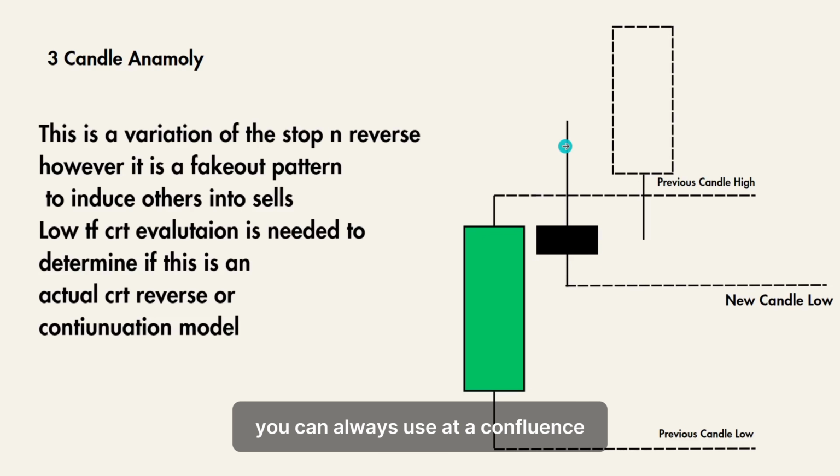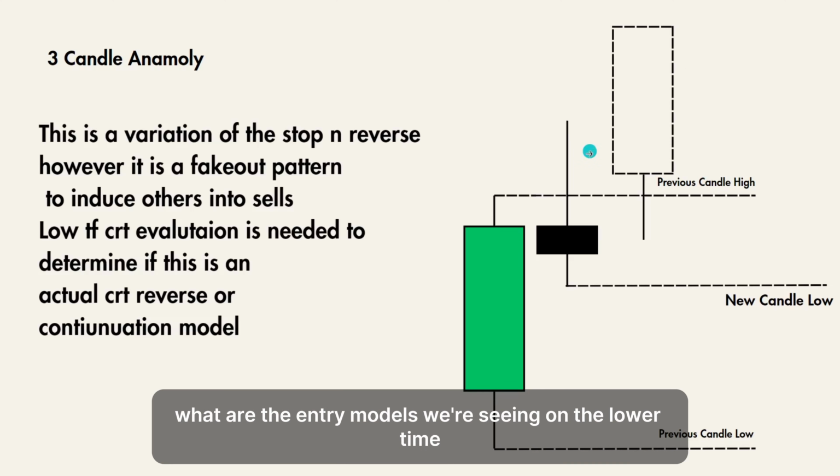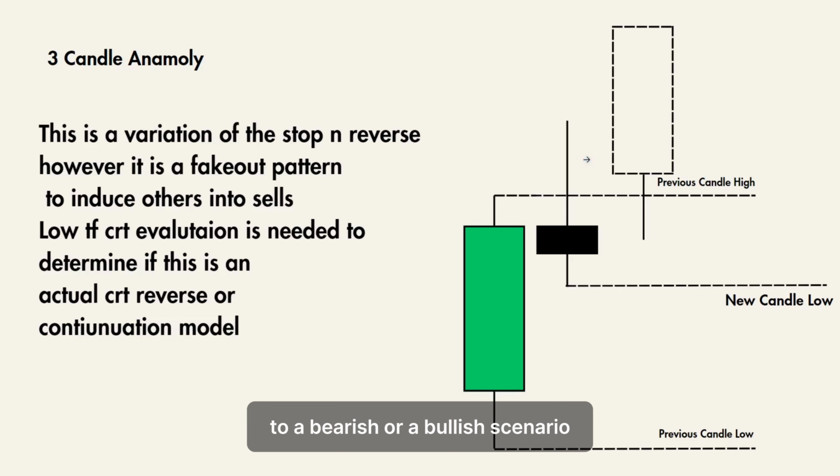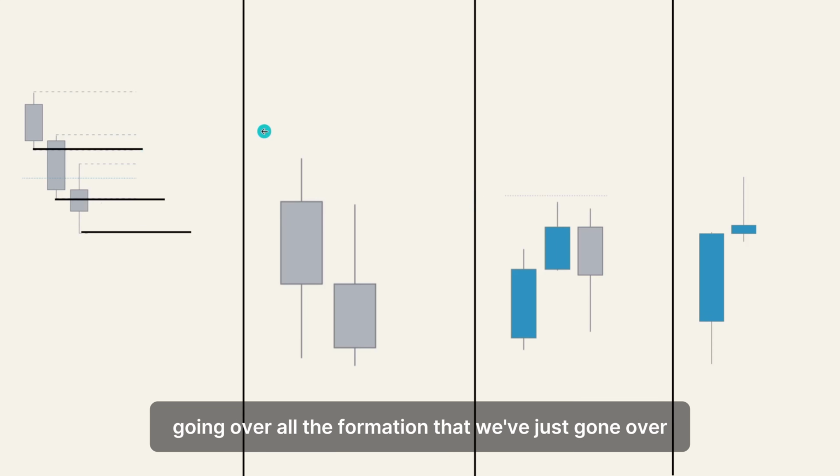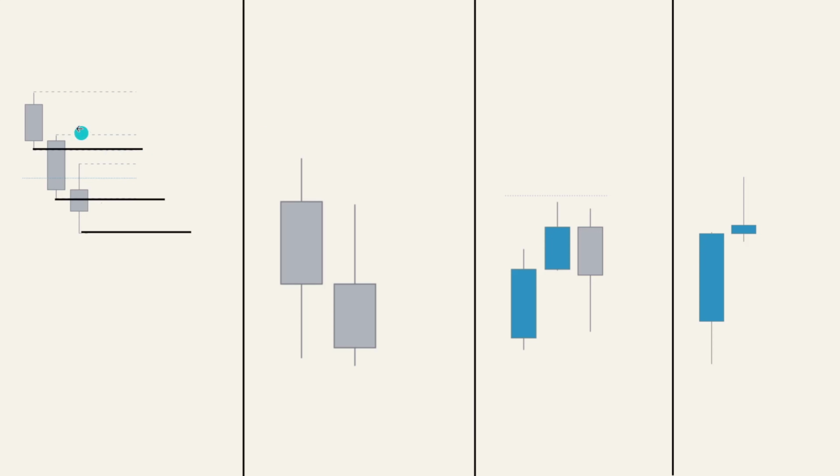But as I say, guys, you can always use added confidence to understand the direction after. Have we tapped into a POI, okay? What are the entry models we are seeing on the lower time frame? Are they validating either a bearish scenario or a bullish scenario? Now, here are some examples going over all the formations that we've just gone over to predict the next candle.